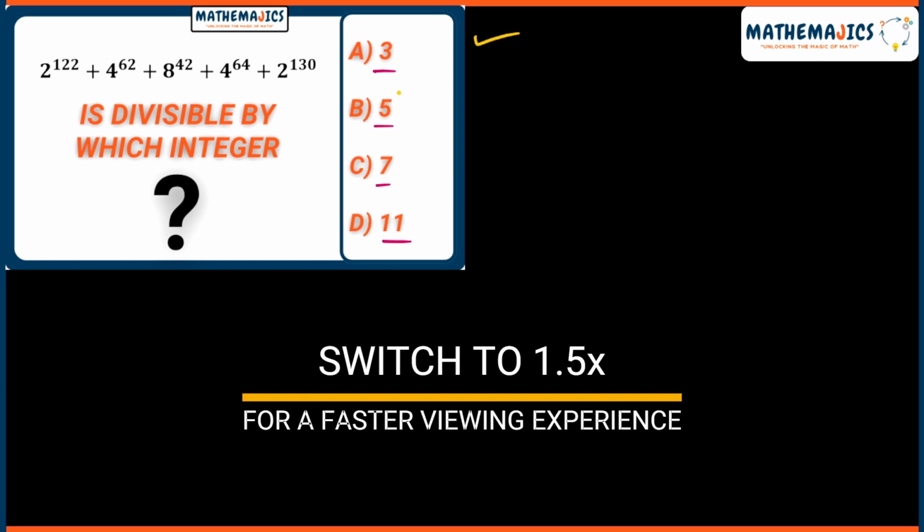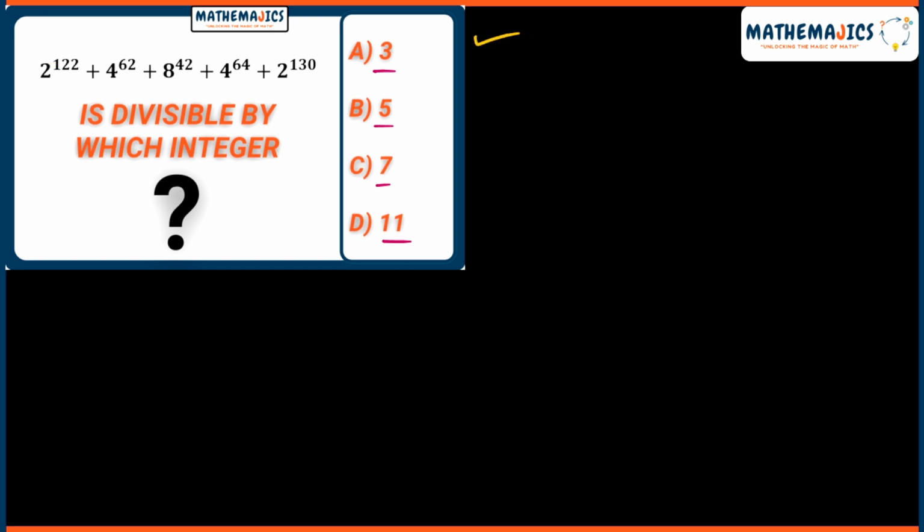Hello everyone. So we have this very interesting question from exponents. Let's see how we can solve this. Here we are given an expression with 5 terms which are added together, and we need to check that the final value of this expression is divisible by which integer. Is it divisible by 3, 5, 7 or 11? We need to check that.